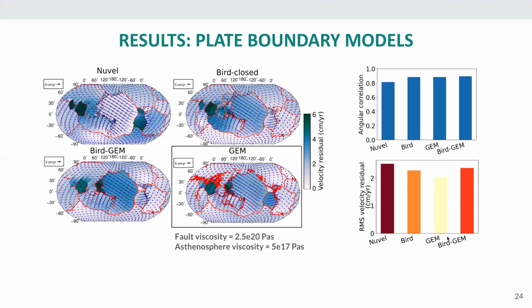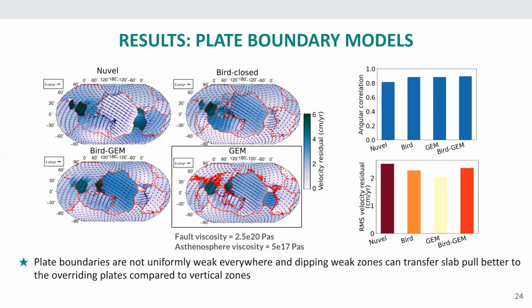So for our first question, which asked about the influence of plate boundary geometry, what we find is that, based on the GEM models fitting better than the other models, especially the closed plate boundary models, we conclude that the plate boundaries in reality are not uniformly weak, and there are regions of plate boundaries that are stronger with respect to other regions of the same plate boundary.